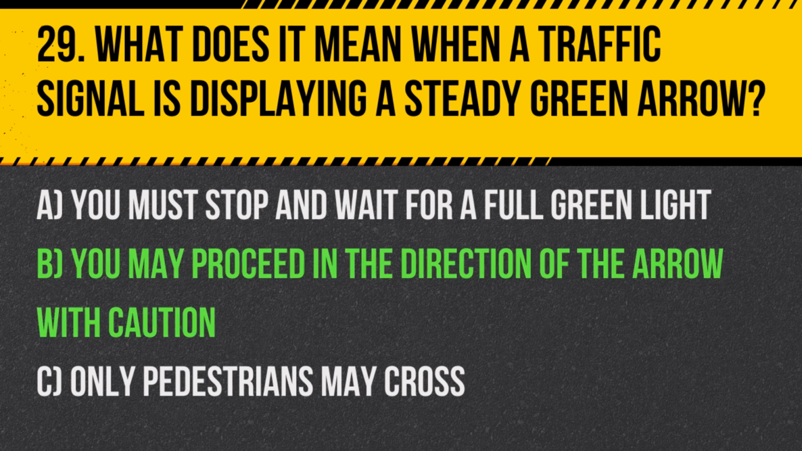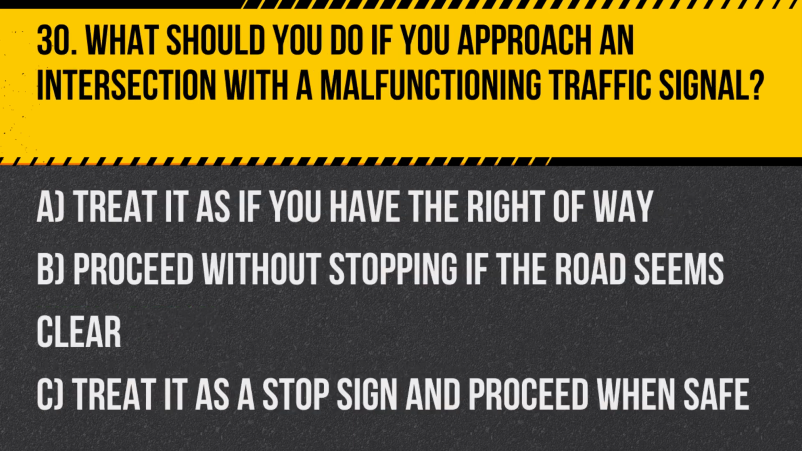Answer B. You may proceed in the direction of the arrow with caution. A steady green arrow indicates that you have the right of way to make a safe turn in the direction the arrow points.